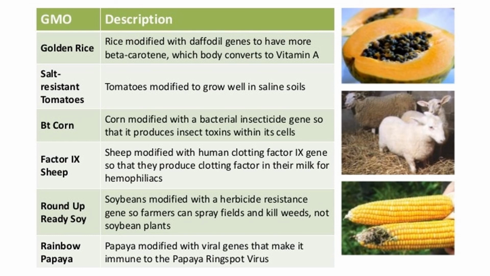Then Roundup Ready soybean variety, modified with a herbicide resistance gene so that farmers can spray fields and kill the weeds, not the soybean plant. So the soybean plants have the herbicide resistance gene, and the plant will not get killed even after spraying with the weedicide. Then Rainbow papaya variety, papaya modified with viral genes that make it immune to papaya ring spot virus. So all these are the advances or achievements in production of genetically modified plants in agriculture.